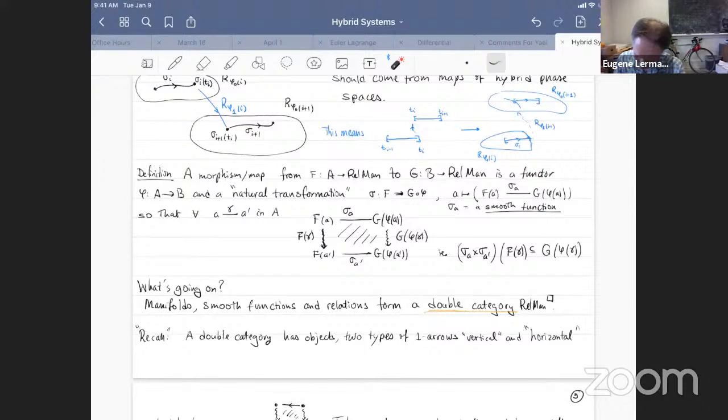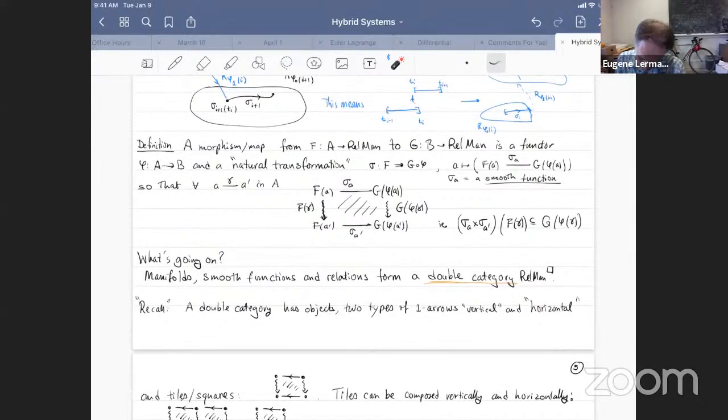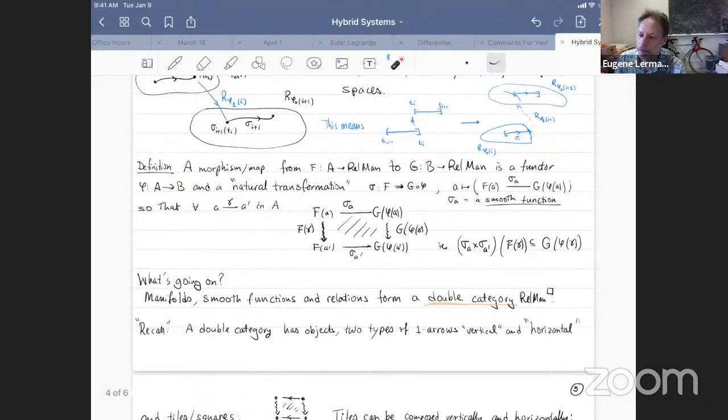And what's the compatibility condition? The compatibility condition is that for every arrow in the first indexing category, I should have the following square. But this square is not a commuting square, because arrows running this way are smooth maps of manifolds with corners, and arrows running this way are relations. The condition on the square should be this one: if I apply this pair of smooth maps, it takes a relation, which is a subset of the product, to this relation, which is a subset of the product of these two. And if you see that, your reaction is, well, it's not a natural transformation.